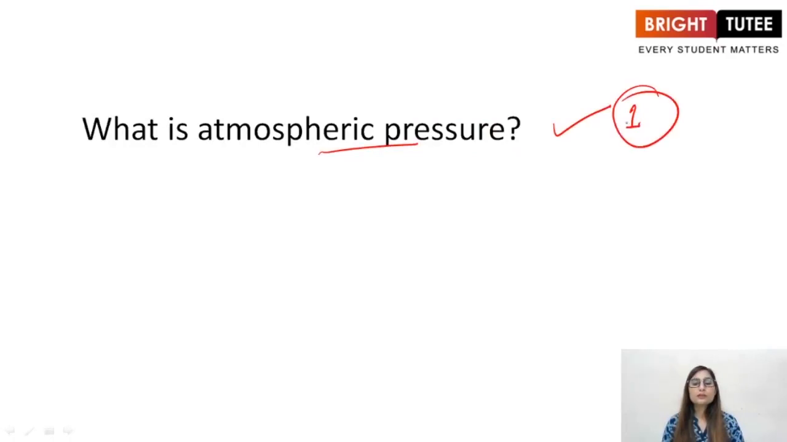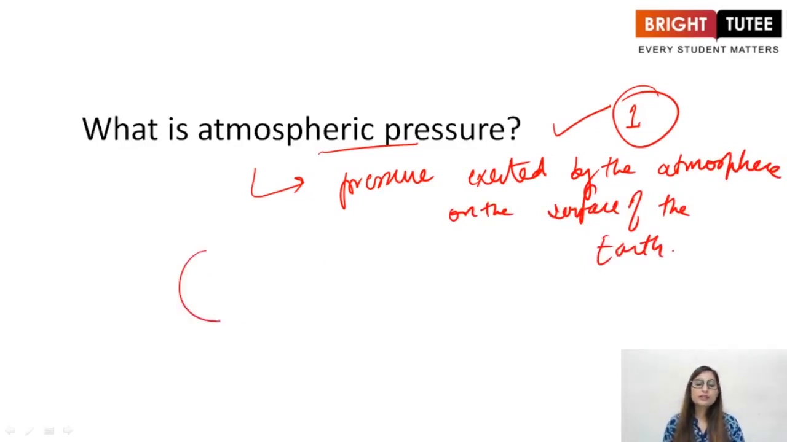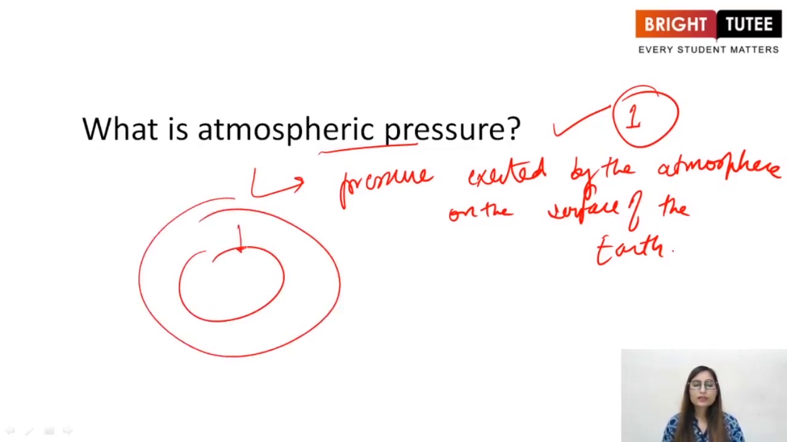What is atmospheric pressure? This is simply a 1-mark question. Atmospheric pressure is the pressure exerted by the atmosphere on the surface of the earth. You can draw a diagram as well. This is the earth. You can draw it more spherical, and this is the atmosphere. It applies some pressure on the surface of the earth, which is the atmospheric pressure, right?